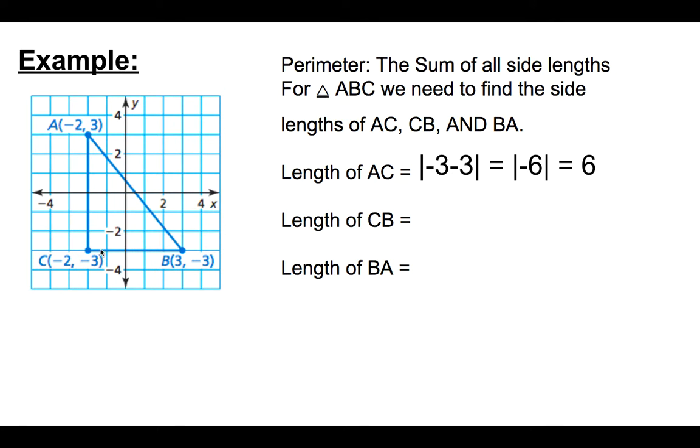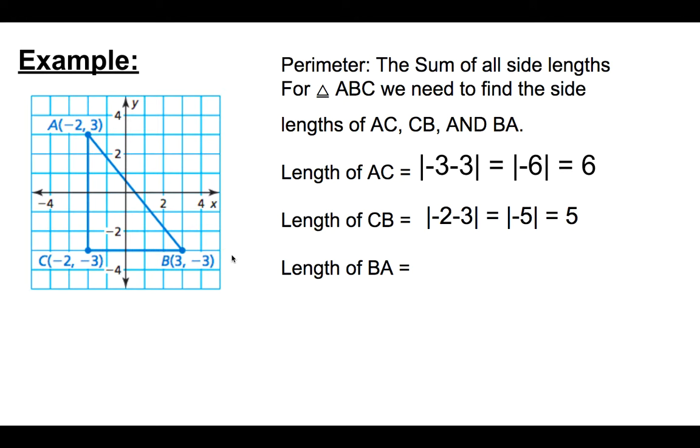And then I'm going to go ahead and find the length of C to B. And again, it's really nice with these 2 points because our y values are the same. They're both -3. So we only have to worry about finding the difference using the absolute value between -2 and 3. So if we find the absolute value of -2 minus 3, we get the absolute value of -5, which is 5. And then finally, we're going to do the length of A to B.